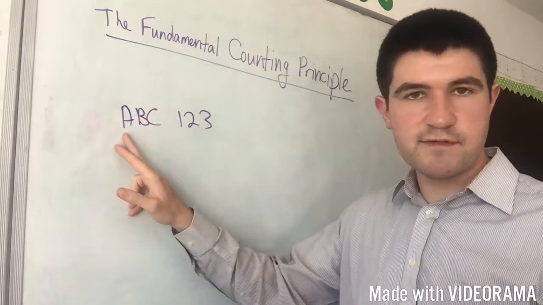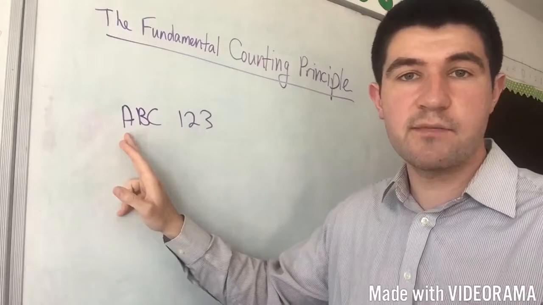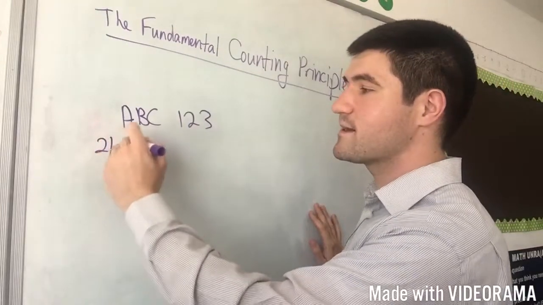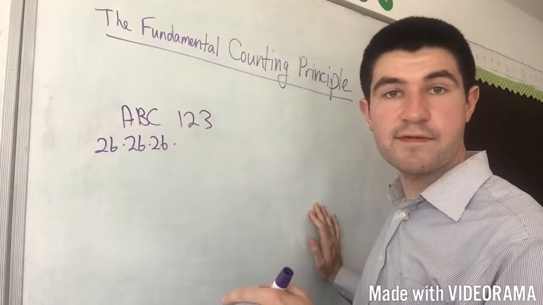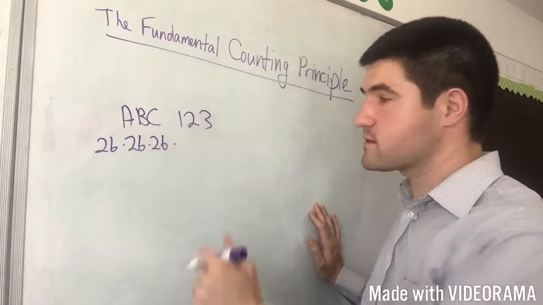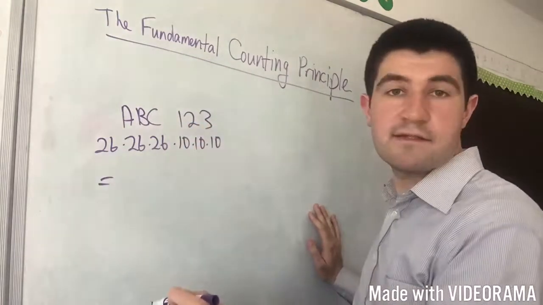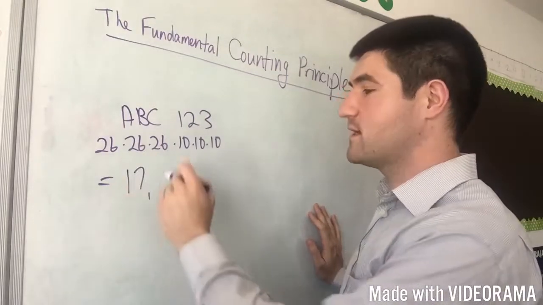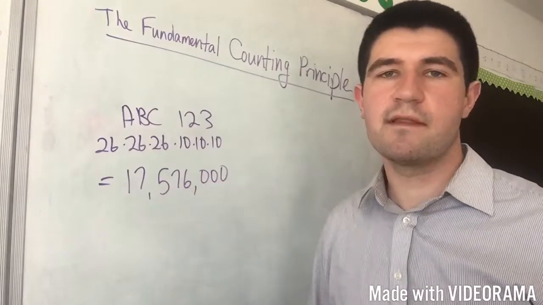And there's 26 letters in the alphabet. So that means there's 26 possible letters I could put here, and here, and here. Meaning 26 times 26 times 26. And then 10 numbers, right? 0 through 9 is 10 digits. So this is 10 times 10 times 10. And that's a really big number. But it's a good thing I figured it out before, because it's 17,576,000 different possible license plates.